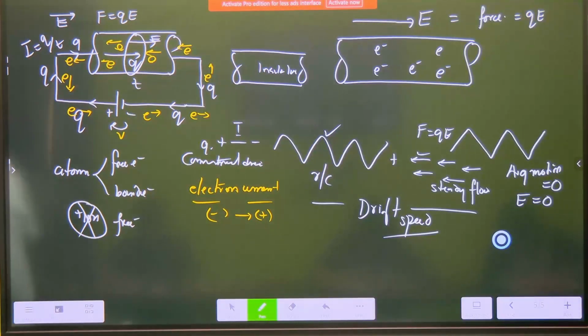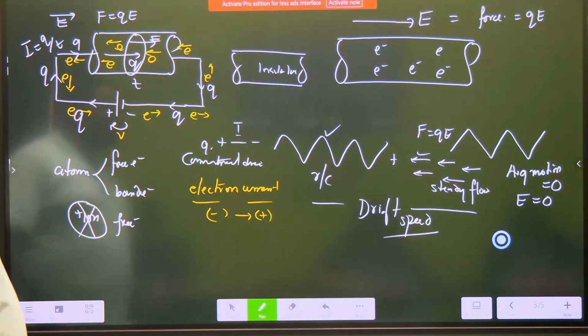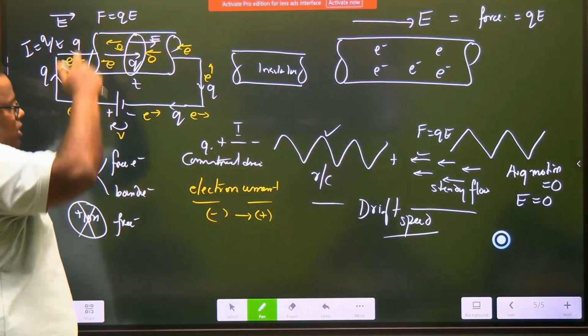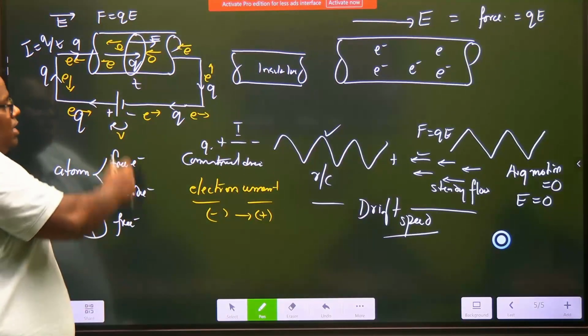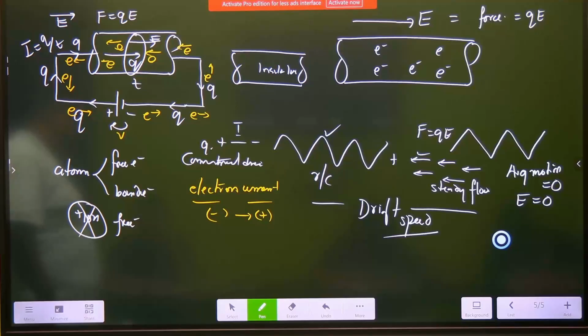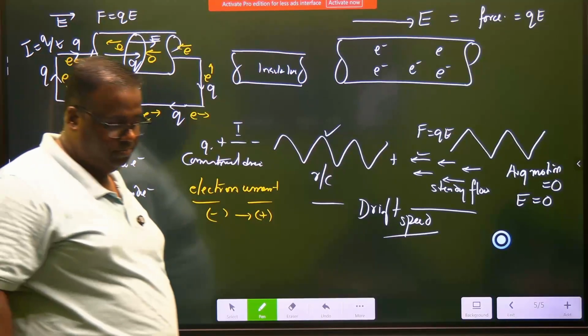So that's called drift. And the drift velocity is the average velocity under the influence of this electric field, which was created in the conductor when the ends of the conductor were maintained at a steady potential difference. Are we fine?